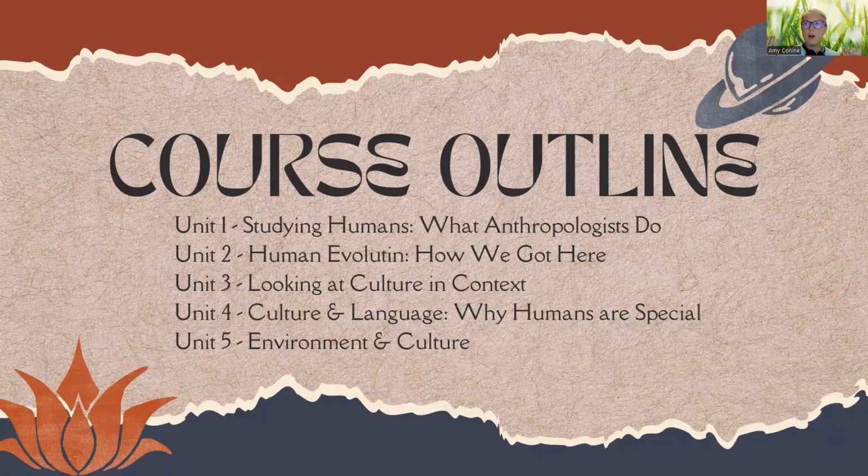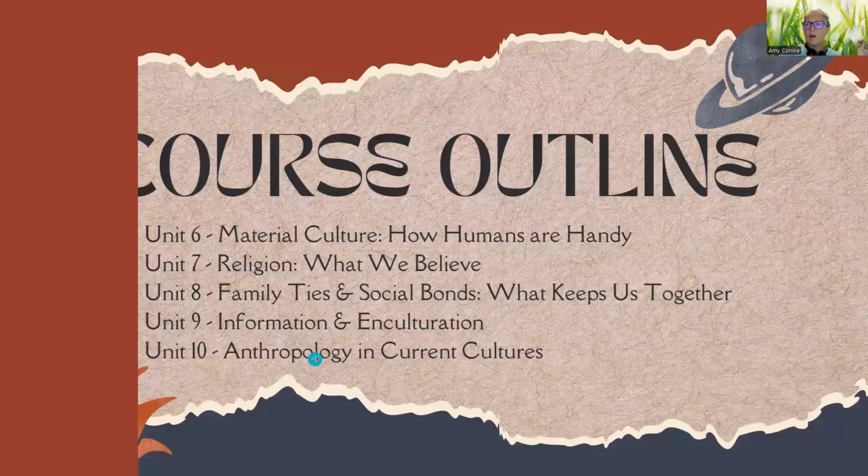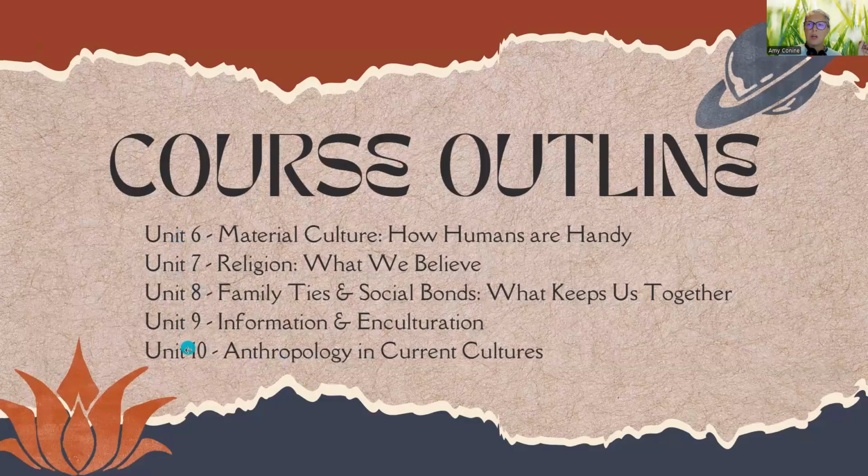So here we have units 1 through 5. So if you're looking, this is the first half of the semester. You'd have an exam in here, a midterm exam, just studying humans, studying evolution, things like that. 6 through 10, that's your second half of the semester, and then you'd have a final exam in here as well.